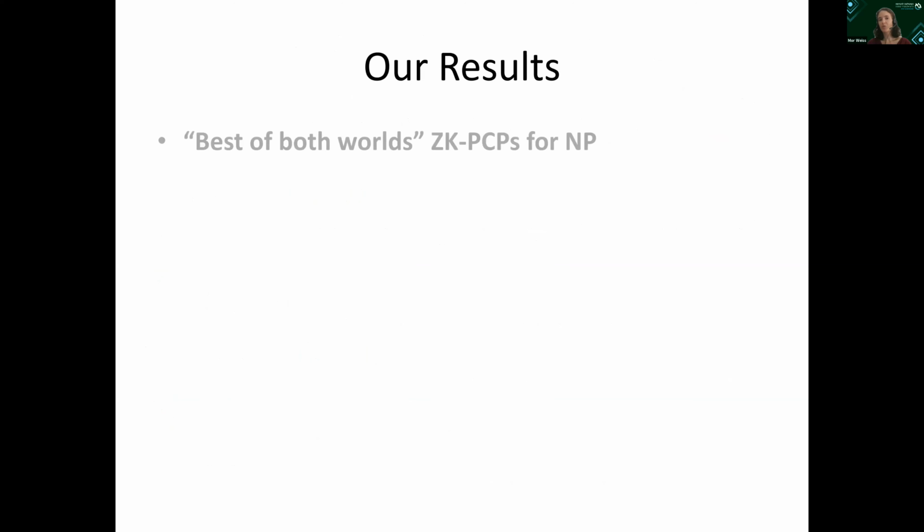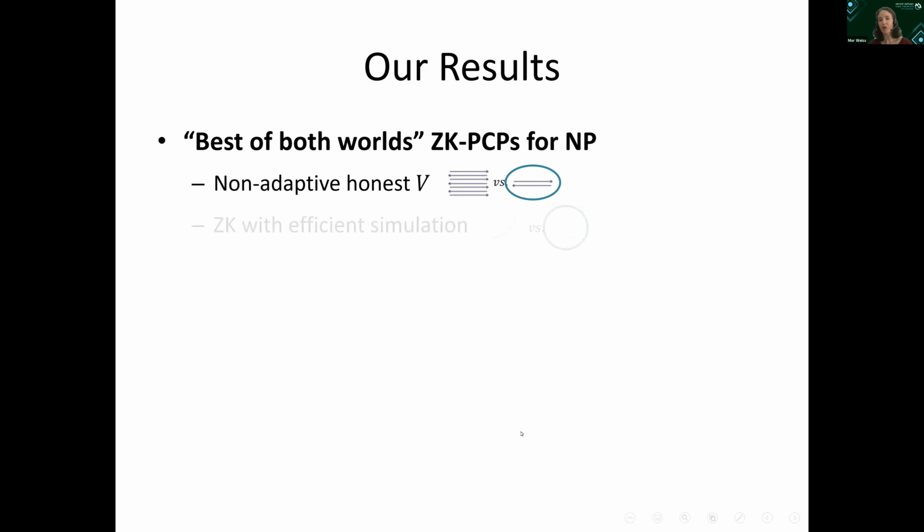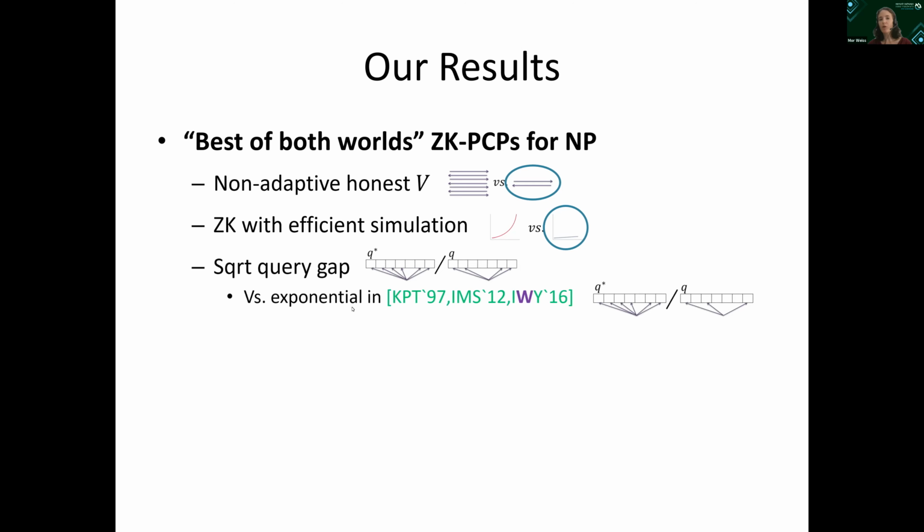So what we do is we construct the best of both worlds zero-knowledge PCPs for NP, meaning we have a non-adaptive honest verifier and efficient zero-knowledge simulation at the same time. The query gap in our constructions is square root, meaning the honest verifier reads a square root of Q star bits from the proof. And this should be compared to the better, exponential query gap in previous works.